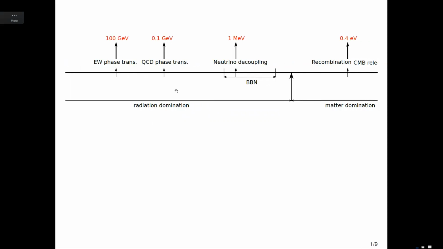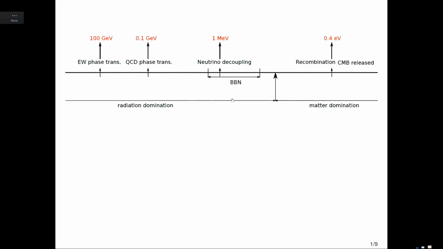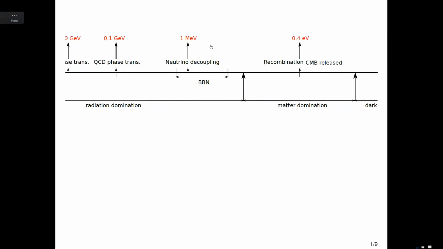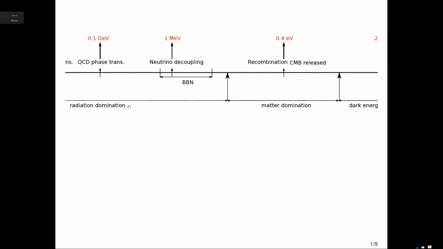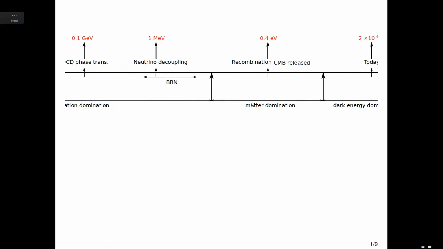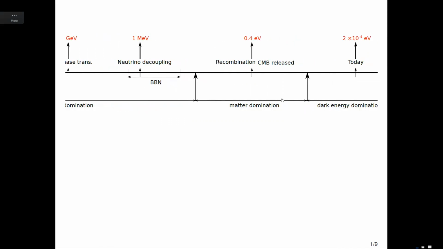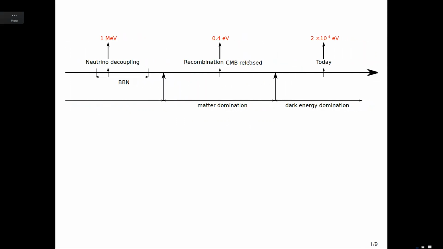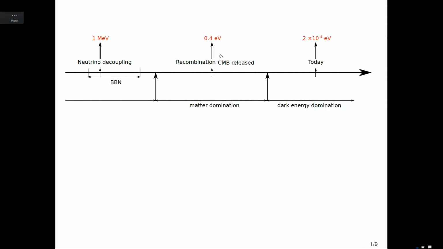Also in the radiation-dominated phase, there was an event called Big Bang nucleosynthesis around 1 MeV. After radiation domination, our universe was matter dominated, and in this phase the CMB was released. Today, we are in a dark energy domination phase.